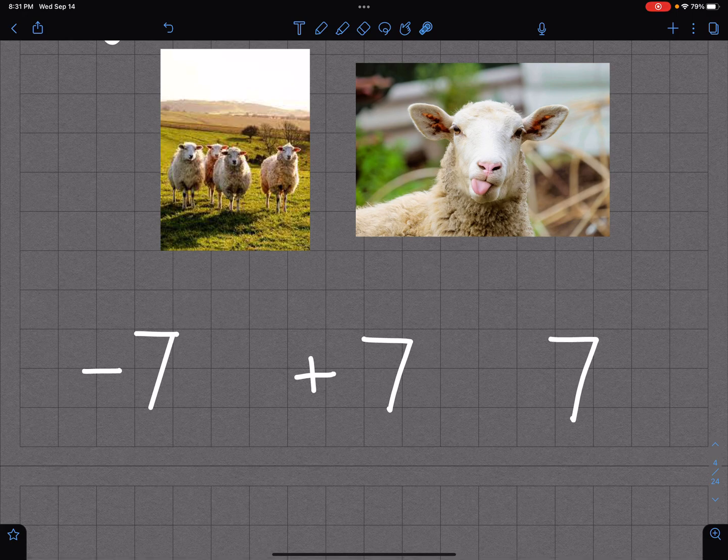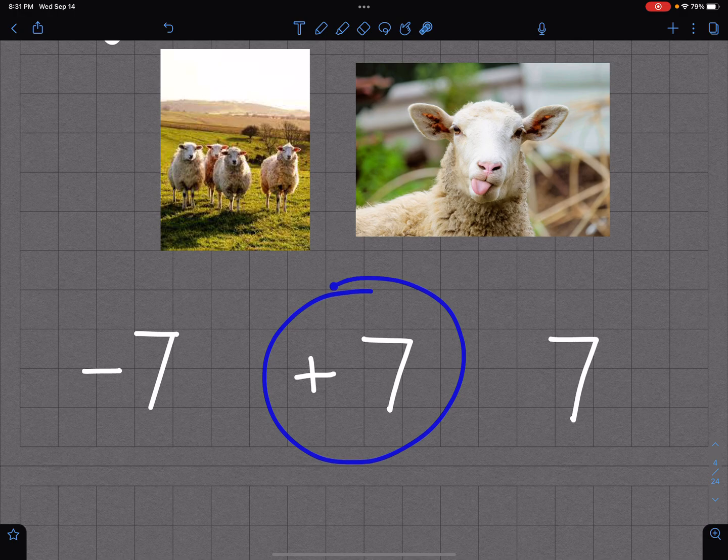Also, just a little reminder, if you write -7, it's negative on the number line to the left of 0. This is +7. If it has no sign, like no positive or negative in front of it, then we assume that it's positive. So anytime you see a number like that, from here on out in the book, you're going to assume that it's a positive number.